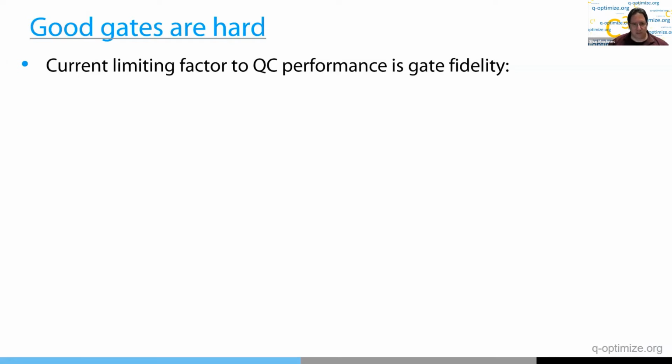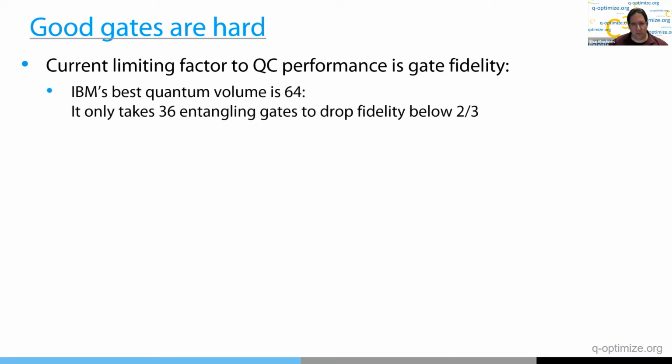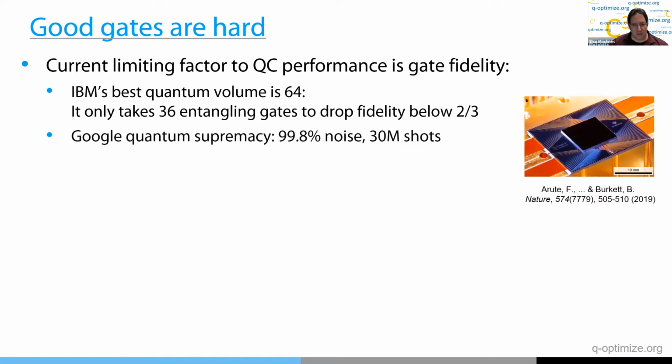Now, getting good gates is really, really hard. They're actually the current limiting factor for quantum computing performance. As an example, IBM's best quantum volume is 64, which means they're doing 36 entangling gates before the fidelity drops below 2/3. And clearly you can't do anything useful with 36 entangling gates on 64 qubits. And the quantum supremacy experiment from Google, right? 99.8% of the data was noise. And they needed 30 million shots to get a statistically significant observation.